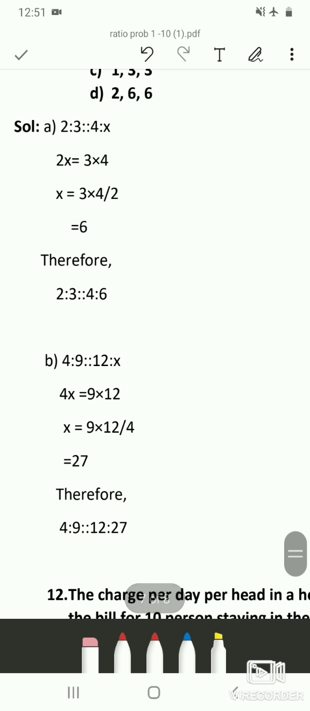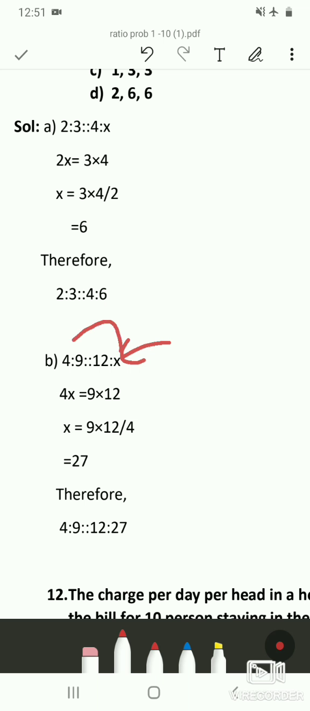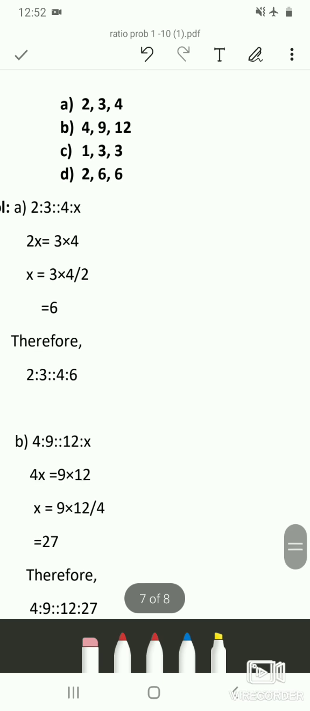So let us see for the next case, that is 4 is to 9 as 12 is to x. So you have to find out this x value. Multiply the extremes and means and equate them. So 4x is equal to 9 into 12. Therefore x is equal to 9 into 12 upon 4, which is nothing but 27. So try to solve for the next two cases, that is case C and D.